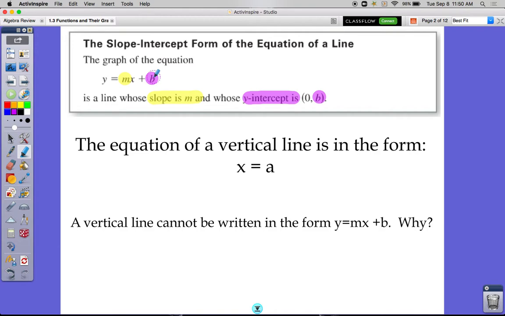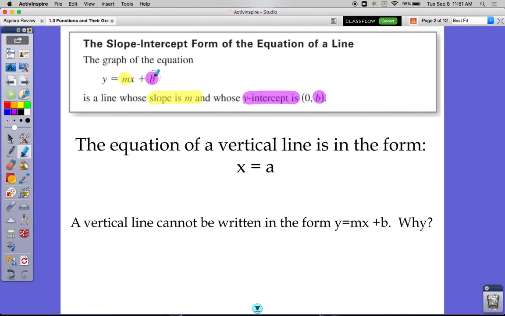But think about it. Where something crosses the y-axis, or vertical line, what is the value of x? And that is 0. So that's why the y-intercept is the point (0, b). In the equation, you'll just see it simply as a number that's either added or subtracted to the slope times the value of x. The equation of a vertical line is always in the form x equals a.